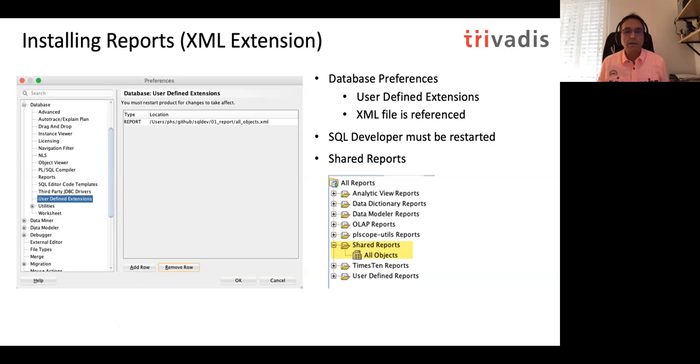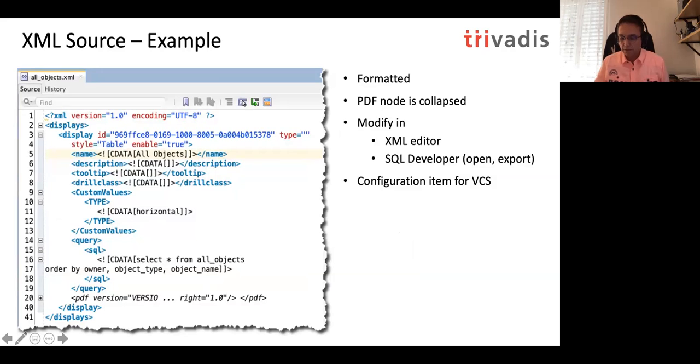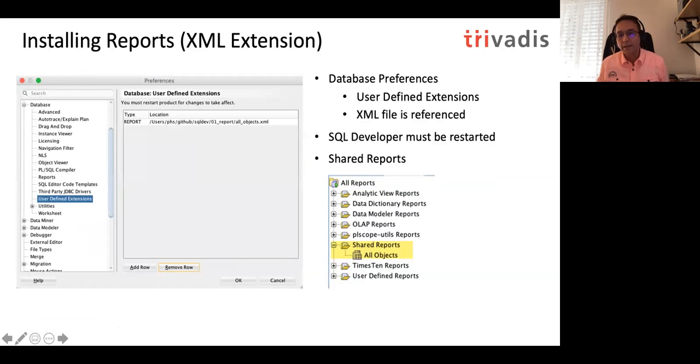When you want to install a report, make it available under the shared reports node. Then you open the preferences, go to the user defined extensions, add a line here, say the type is report, and the path, the full path to the file where this XML report file is defined. And in fact, it can contain a lot of reports, not just one, like in this example. After doing that, you have to restart SQL Developer because SQL Developer reads this information once, and therefore you have to restart it.